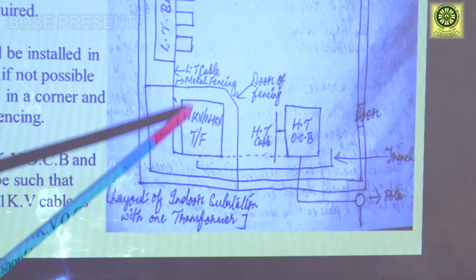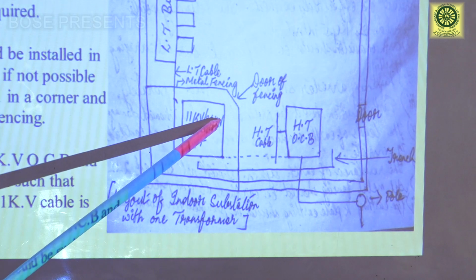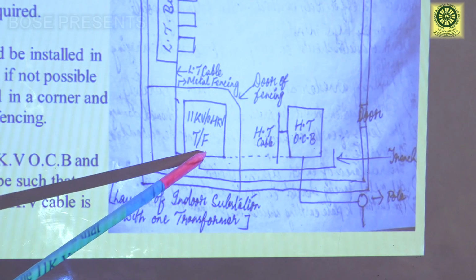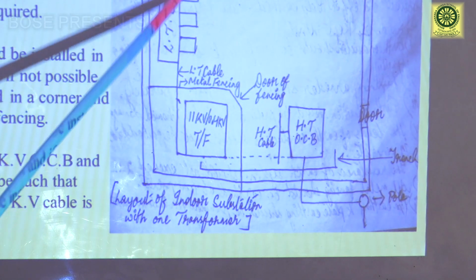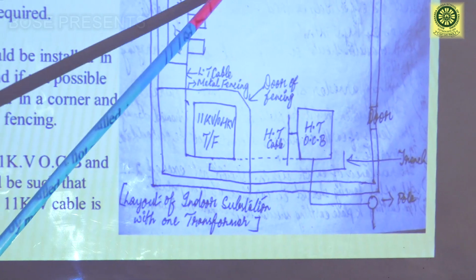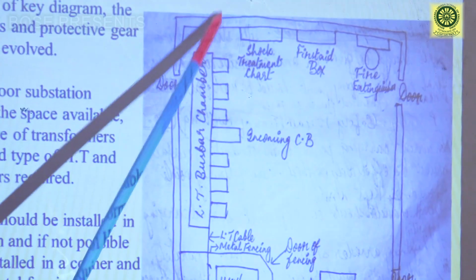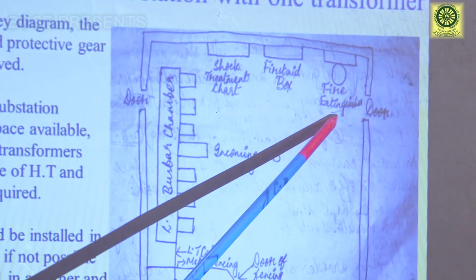Then this is an 11 kV by 400 volt transformer. 0.4 kV means 400 volt. After converting to 400 volt, the supply is given to the bus bar chambers through the incoming circuit breakers, and these are the doors for ventilation. Here is a shock treatment chart, then a first aid box and a fire extinguisher.